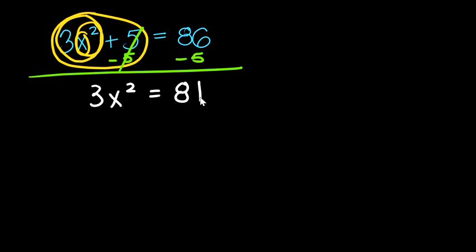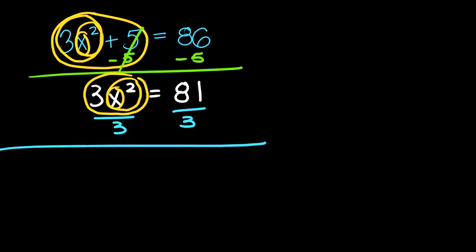All right, so like I said a couple of moments ago, the x is most closely stuck to that exponent. The exponent is more close than the 3, so we're going to get rid of that 3. Since the 3 is multiplying, we're going to have to divide both sides by 3. And that'll take us to our last step. That's going to give us, the 3's cancel, we're going to get x squared equals 27. 81 divided by 3 is 27.